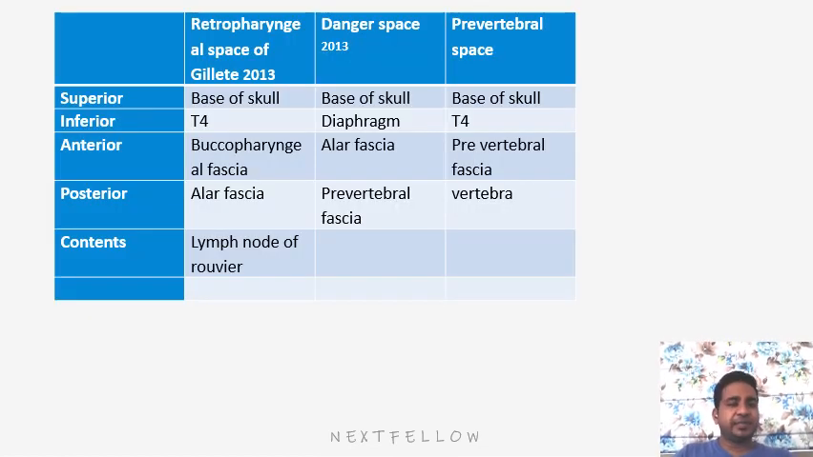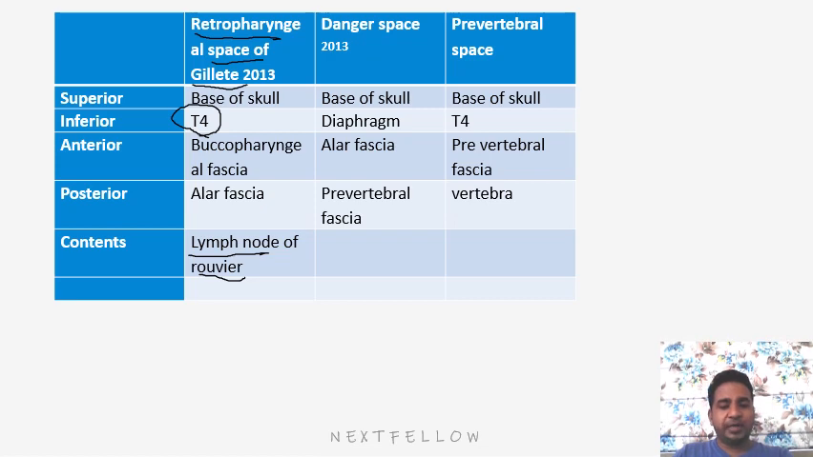Okay, now let's discuss the retropharyngeal space of Gillette. Why is it called the space of Gillette? Because by a septum it is divided into two parts. It was already asked in 2013. The upper level is the base of skull where the retropharyngeal space starts, and inferiorly it extends up to the level of the T4 vertebra. Anteriorly is the buccopharyngeal fascia, posteriorly the alar fascia, as we already discussed. This space contains the lymph node of Rouvier. This again has been asked in the exam.